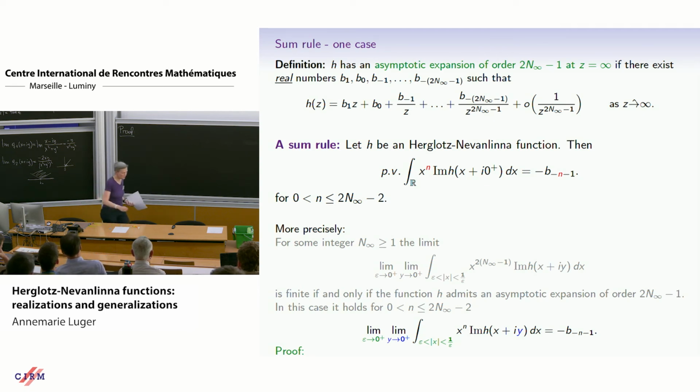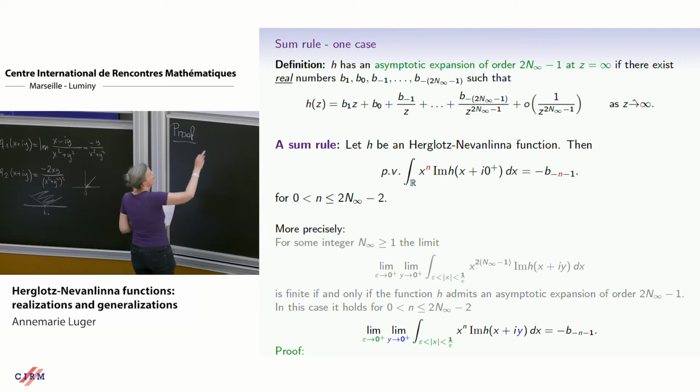Sorry, I forgot. I wanted to mention something important. This is the sum rule, but there is a little bit more of a statement. Namely, if for some integer, this limit here, so basically the left-hand side in the sum rule, exists as a finite number, then this is if and only if the function has an asymptotic expansion up to this corresponding order. Okay? So the limit and the asymptotic expansion, this is equivalent.